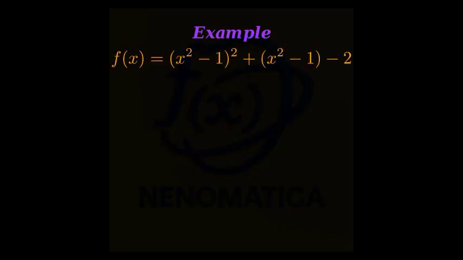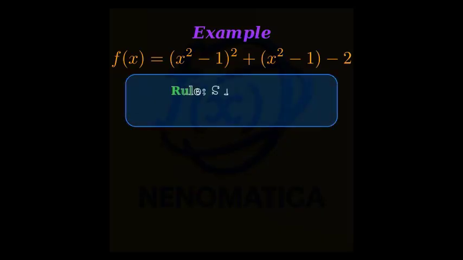Example. We will find the zeros of the function f of x equals open parenthesis x squared minus 1 close parenthesis squared plus open parenthesis x squared minus 1 close parenthesis minus 2. We'll follow a clean four-step algorithm. Step 1. Variable substitution. We notice the repeated expression x squared minus 1. Using substitution, we'll simplify the algebra dramatically. Let t equal x squared minus 1.